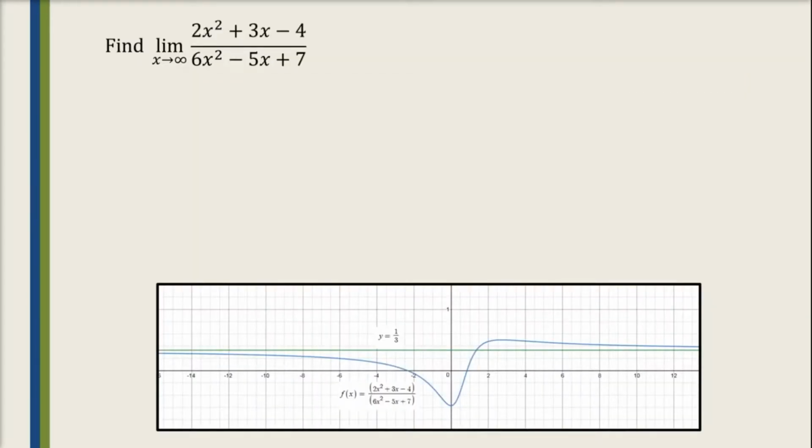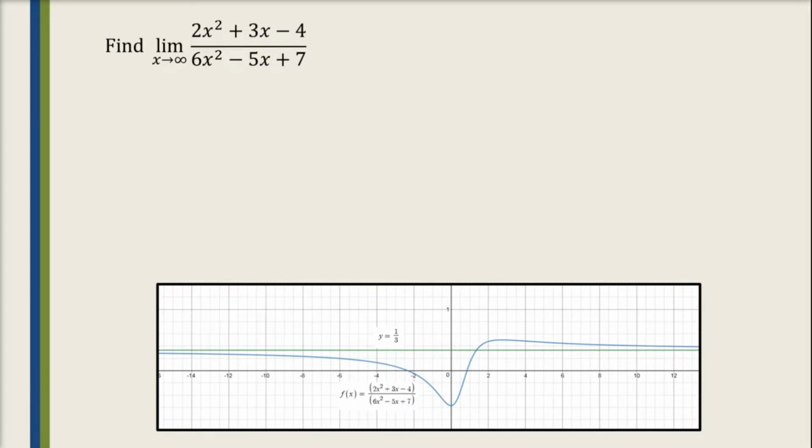So if we look at this example, we want to find the limit as x approaches infinity of 2x squared plus 3x minus 4 over 6x squared minus 5x plus 7. Well, remember that I can divide the numerator and the denominator by the same thing and not change the problem. So I am going to look at the highest power of x in the denominator, which is a 2.